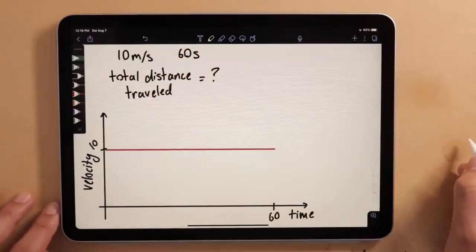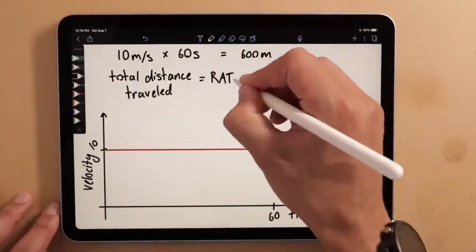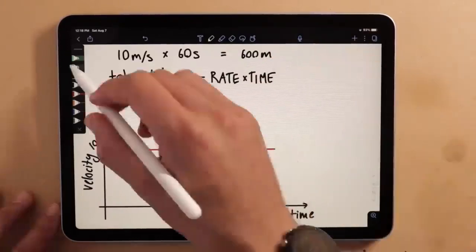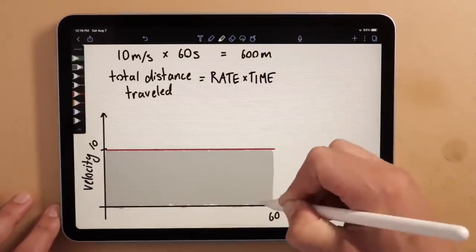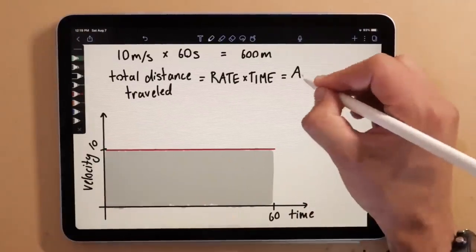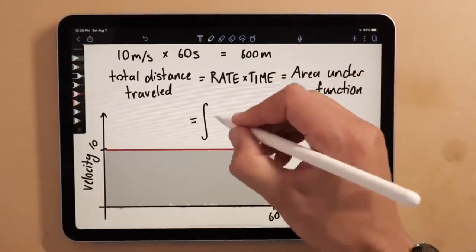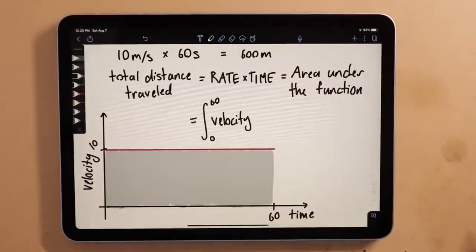Well, in this case, it's a simple calculation. The total distance traveled is just rate times time. 10 times 60 equals 600 meters. But notice something else. Rate times time is also the area of this rectangle, or the area underneath the velocity function. The total distance traveled is the area underneath the curve. Another way to write this is that the integral of velocity from time 0 to time 1 is the total distance traveled over that time period, or the area underneath the curve.